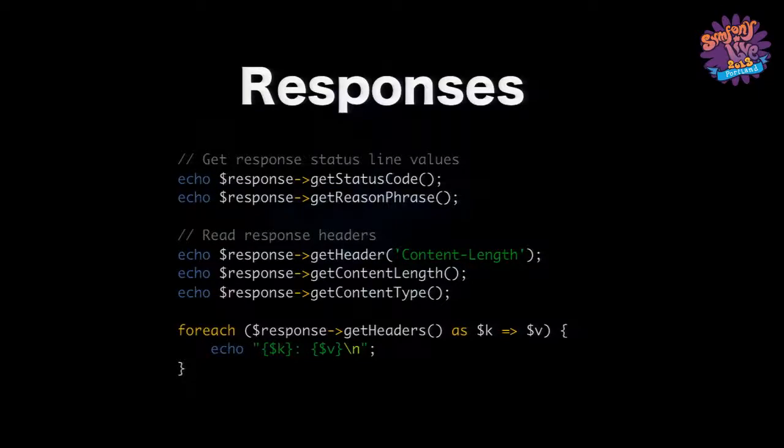There's other stuff that you can pull out of a response. You can pull headers out by name by calling the getHeader method. But also there are helper methods on a response object. So you could get the content length header as a string, or get the content type.